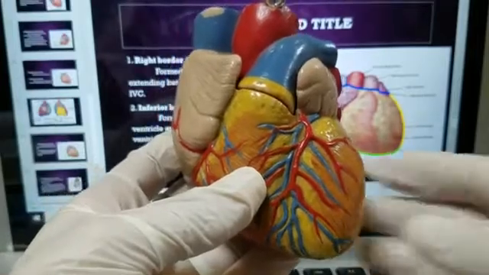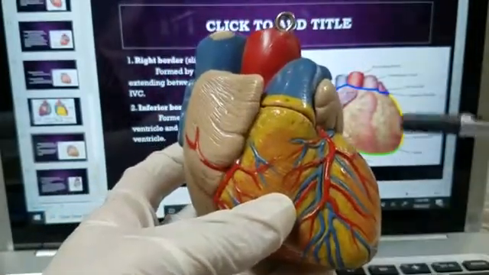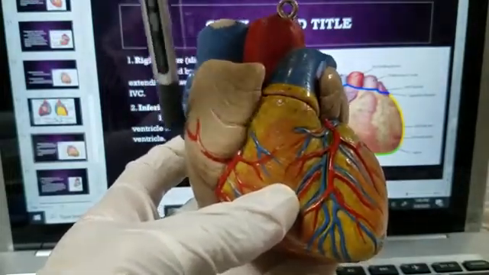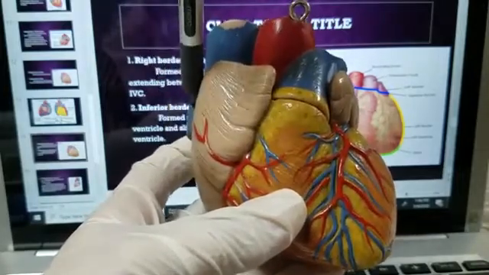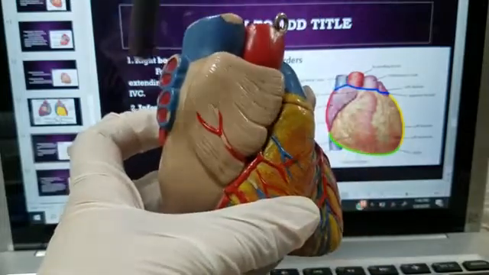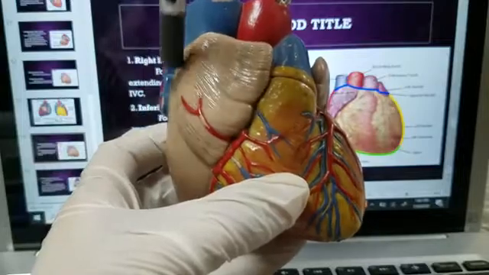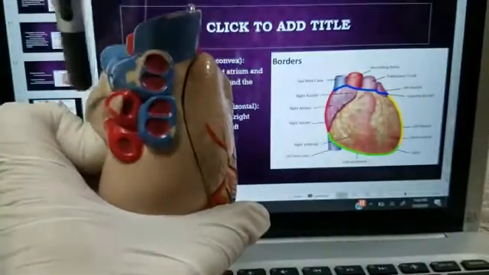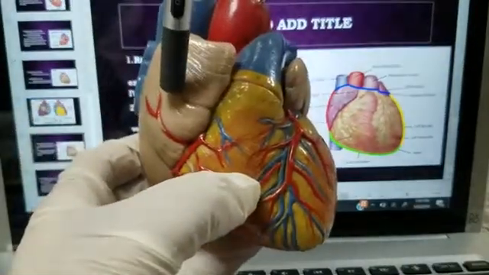Now for the borders of the heart, this is the anterior surface. If we look at this part here, this is the right border of the heart. It is slightly convex, formed mainly by the right atrium, and extends between the superior and the inferior vena cava. Alright, this is the right border. This border is going to separate the posterior surface or the base of the heart from the anterior surface.